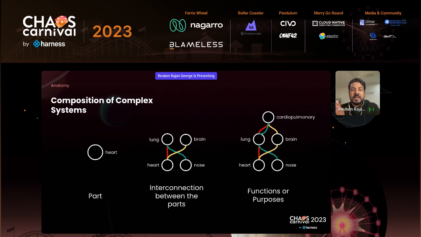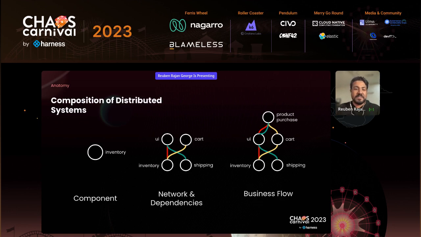And finally is the third aspect, which is the functions or the purpose, the third level, which is basically the functional level: cardiopulmonary, respiratory, cardiovascular, digestive, and nervous. So enough of all the biology. Let's look into computers. Here's the same representation of how it would look for a typical e-commerce application. I tried to take an example of your favorite demo application, which is the boutique application or the socks application, which we are so familiar with.